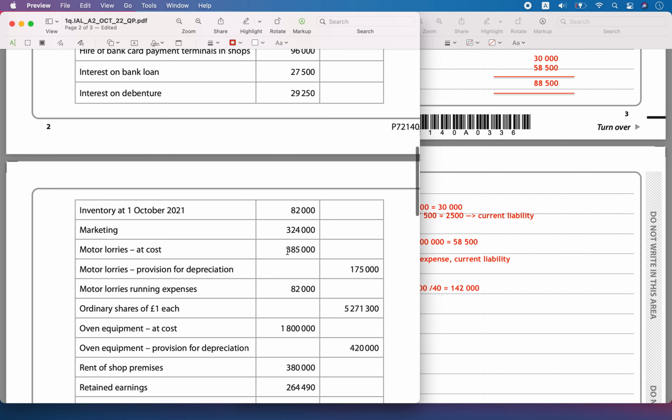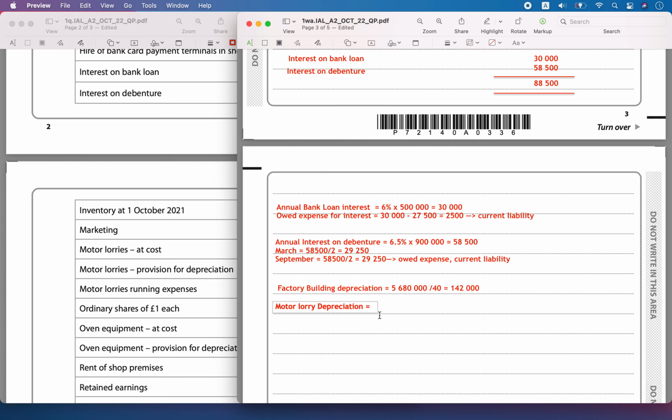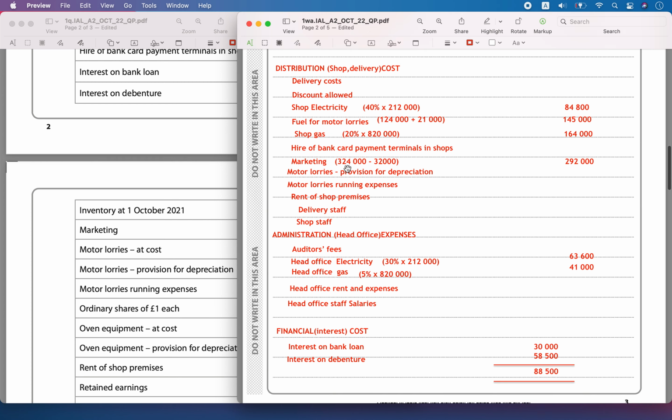Okay, so the motor lorries, we can see here the cost is 385,000 divided by 8, that is going to be equal to 48,125. Okay, 48,125. And this year depreciation for the motor lorries they have not included, so let's include this. So motor lorries depreciation was not included, so that is going to be equal to 48,125. So 48,125.